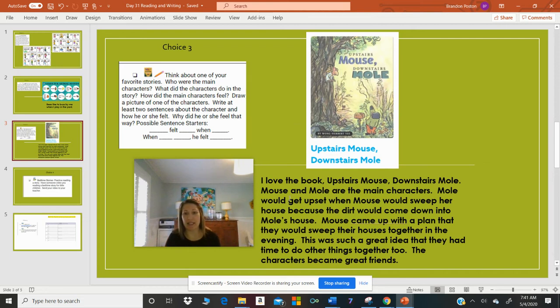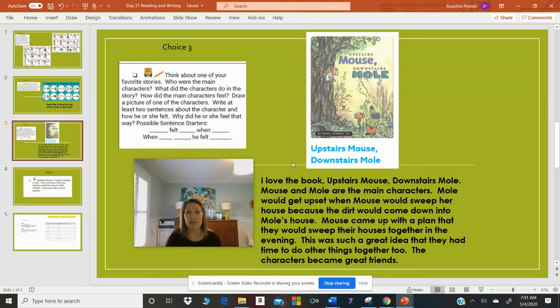But I went ahead and did a little paragraph about one of my favorite stories and the main characters to give you an example of what I will be looking for in your work. I got this book straight off of Epic. It's called Upstairs Mouse, Downstairs Mole. And boys and girls, it's such a good story. It's a chapter book, but I summarized one of the chapters about the main characters.